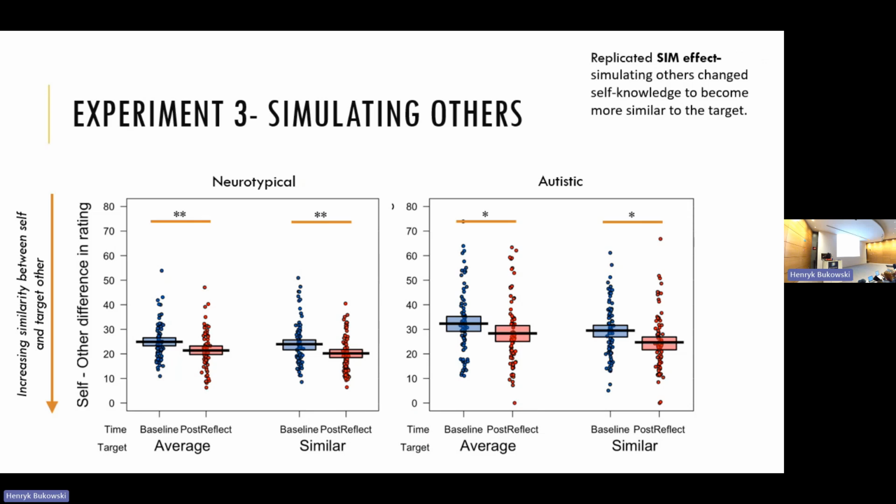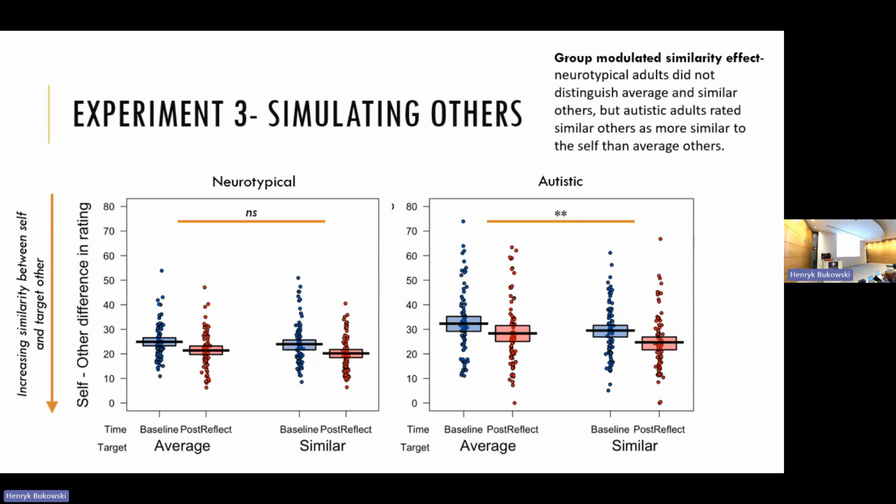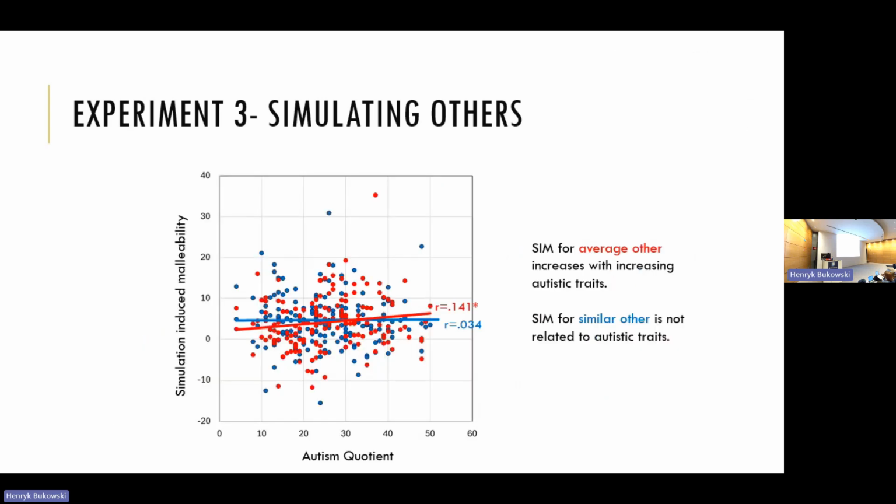Now, importantly, just skipping back here, what you can see is there's a significant effect of time. So there is a simulation-induced malleability effect in both groups and at each level of other. So both average and similar in both groups exhibited this simulation-induced malleability. So again, we looked at the correlations just across the whole sample to see whether these autistic traits differed in terms of their simulation-induced malleability. We replicated that correlation such that the simulation-induced malleability increased with increasing number of autistic traits for the average other, but didn't differ for similar other.